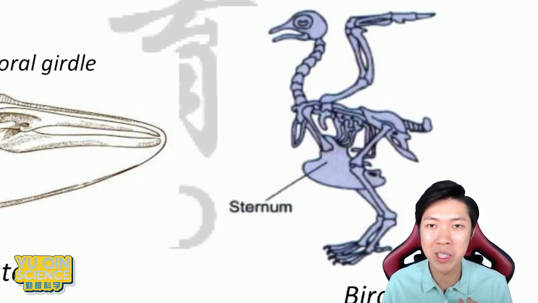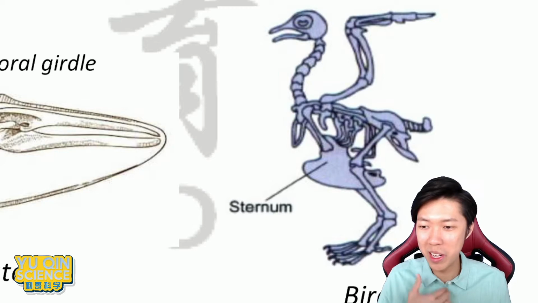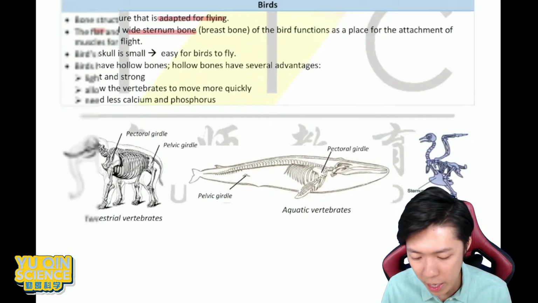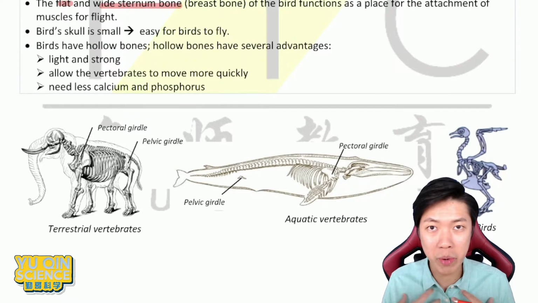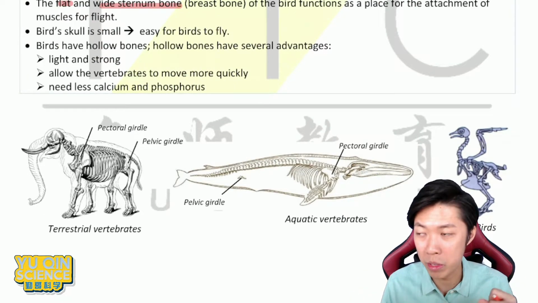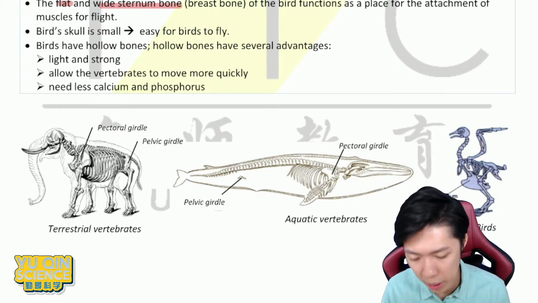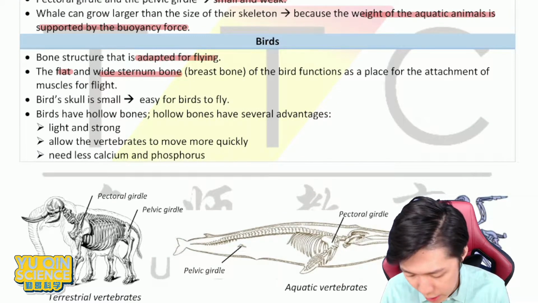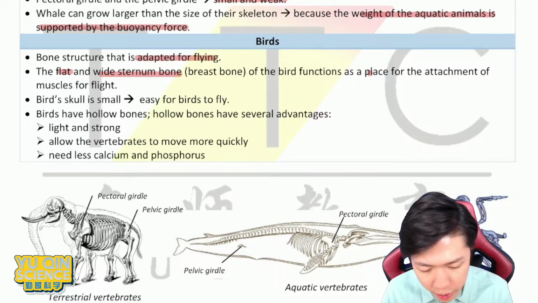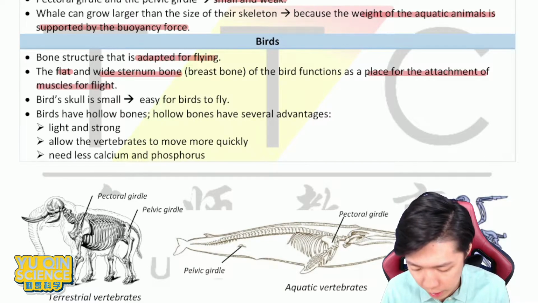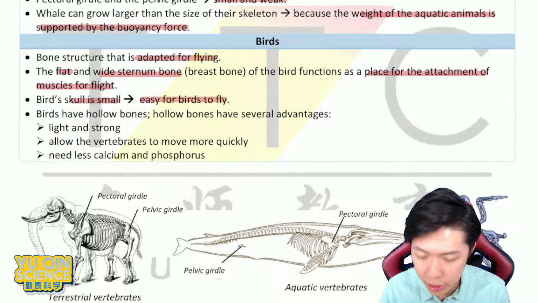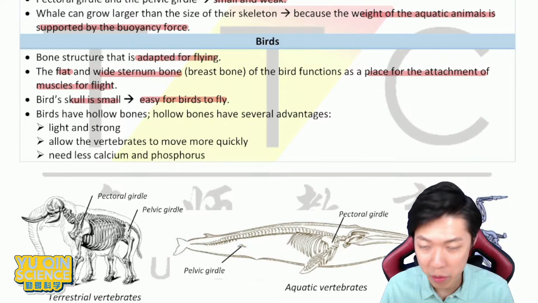So if you compare to the whole body, this is so huge, whereas for human, we have only a small, short one right at the center compared to the whole body. Because the breast is where they use the muscle to fly, it has to be strong. So it is the place for attachment of muscle for flight. Their skull is also small, easy for them to fly. You don't want your head to be too heavy.